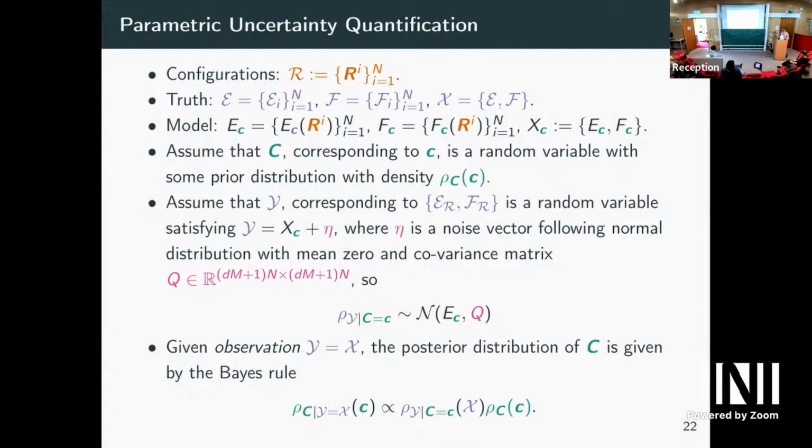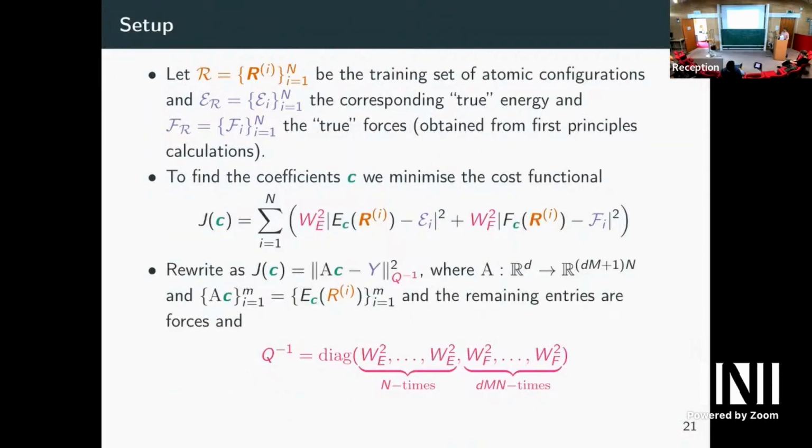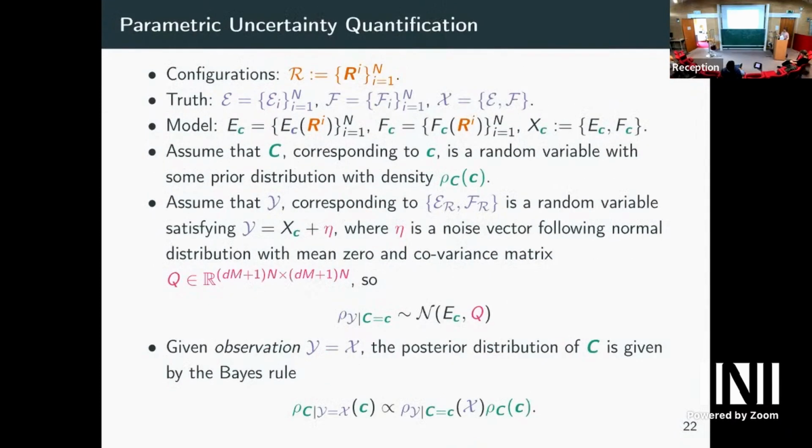And the idea is that you assume you have random variables, you have this error relation so that the random variable has mean described by the model properly, and then you have some random fluctuations. It's the noise vector, and it's the same Q as before, just inverted. So you have the likelihood given by the Gaussian with the covariance matrix Q. And then the idea is that given that you observe this quantum mechanics data, you derive a posterior distribution by the Bayes rule. And that would be like the vanilla UQ parametric approach to this problem.